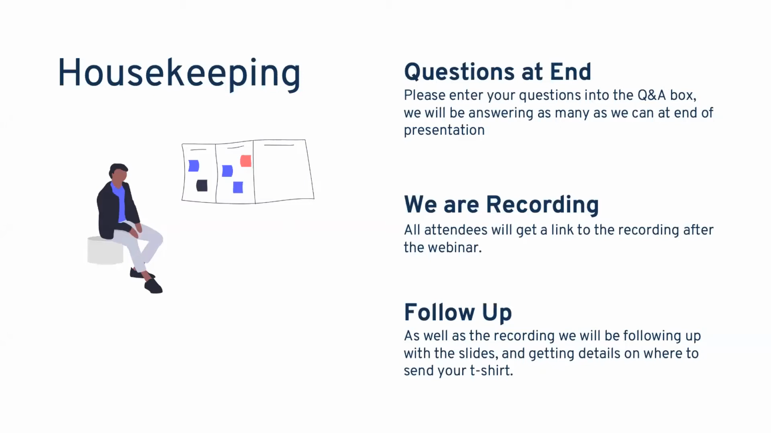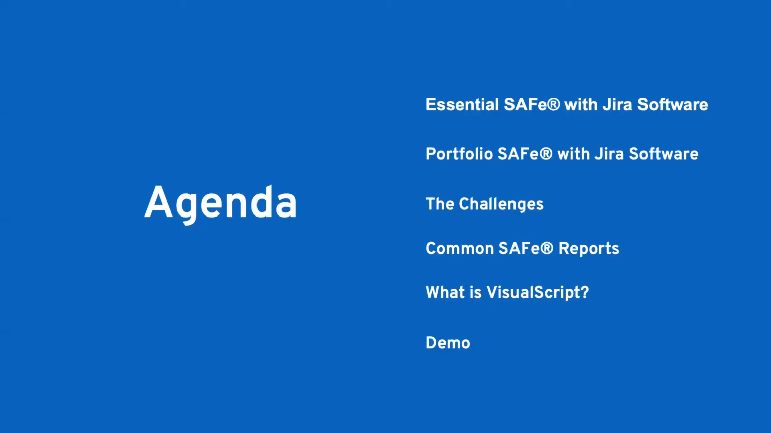So let's go ahead and review our agenda. First, we will discuss how you can use out-of-the-box configurations in Jira to implement the essential level of SAFe. Next, we're going to talk about how you can implement the portfolio level with only Jira. Then we will review some of the challenges that come with implementing SAFe with Jira, followed by a review of some of the common reports and planning tools used in an organization that is practicing SAFe. And then we will review what VisualScript is, and finally, we will demo the VisualScript SAFe solution.